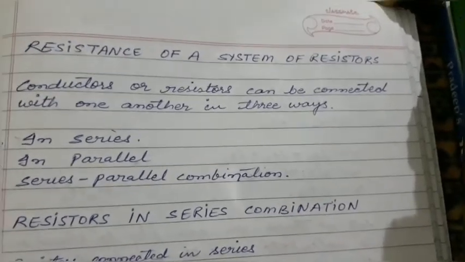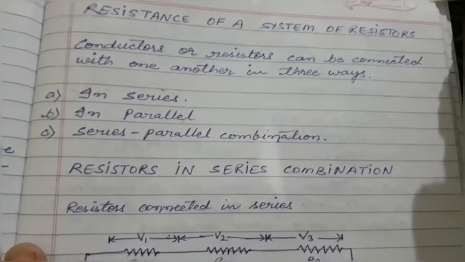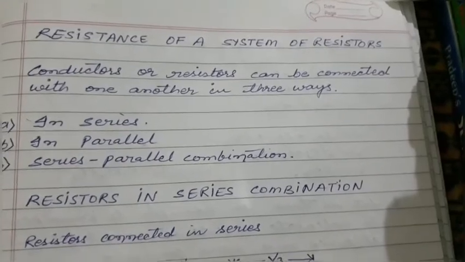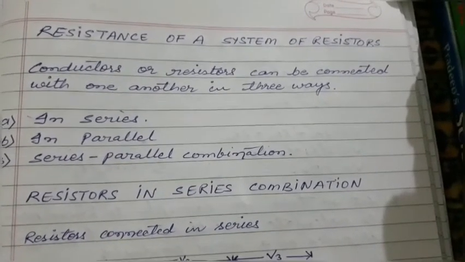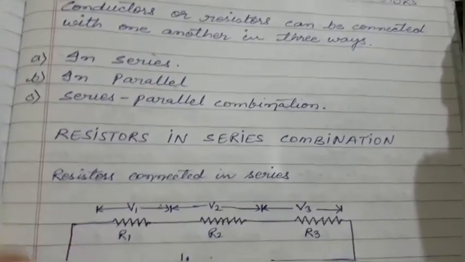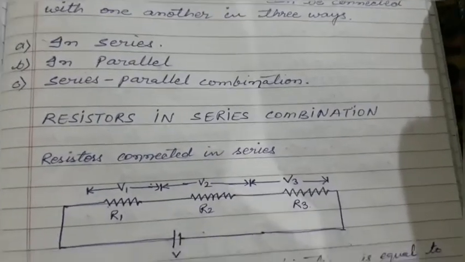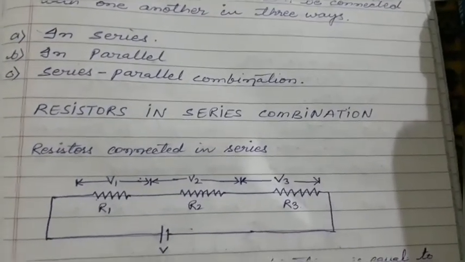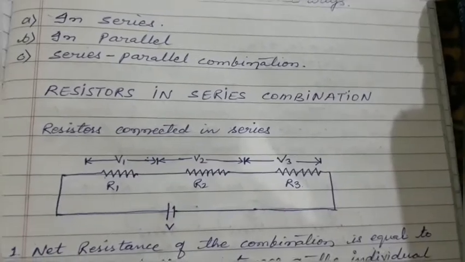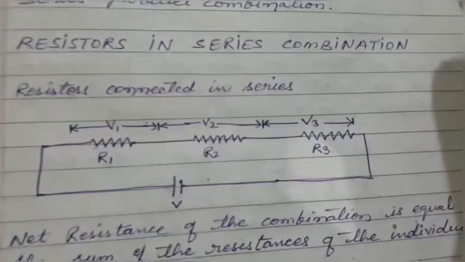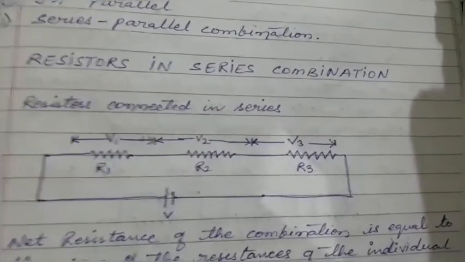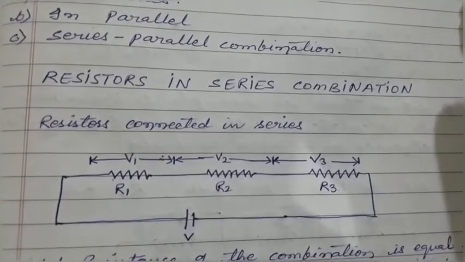Resistance of a system of conductors. Conductors or resistors can be connected with one another in three ways: in series, in parallel, and in series-parallel combination. Today we are going to start with resistors in series combination, that is, how they are connected.